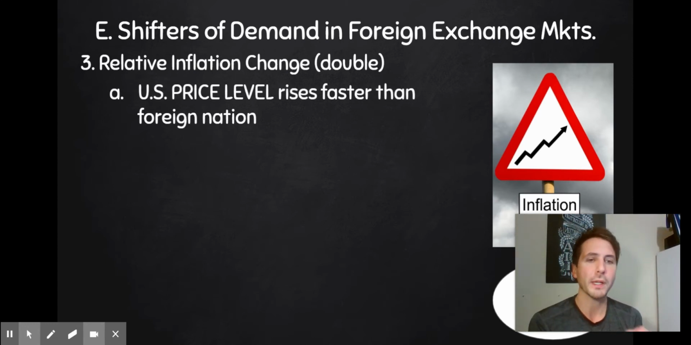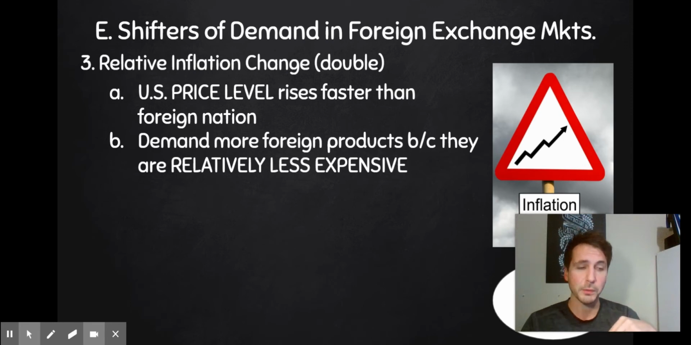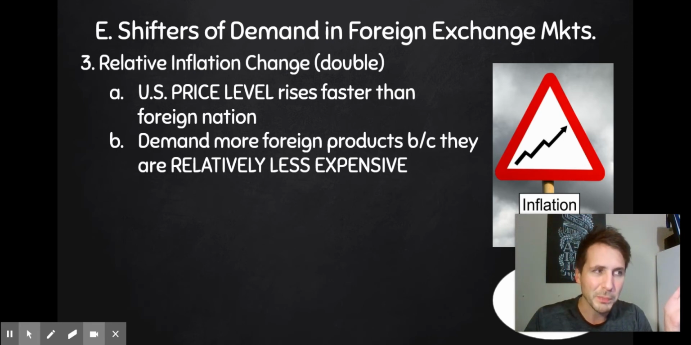So if the US price level rises faster than in a foreign nation, we have greater inflation than the other nations. Then the demand for foreign products is going to go higher because they're going to look relatively less expensive. All of the American goods have gone up in price. Yikes. But the imports from Japan, for example, look relatively cheaper because they don't have inflation in Japan. And remember, those inflated prices carry over into the foreign markets. So I might as well buy the Japanese goods instead of the American goods. So demand for that foreign product is going to go up.